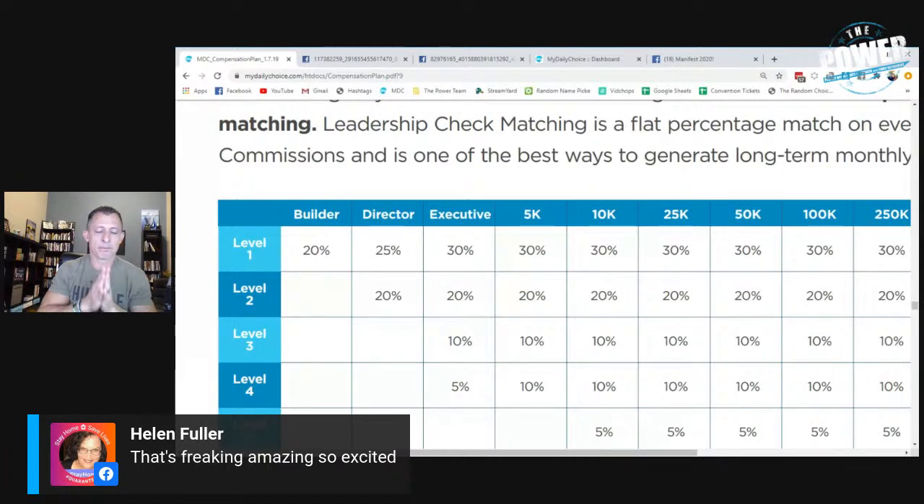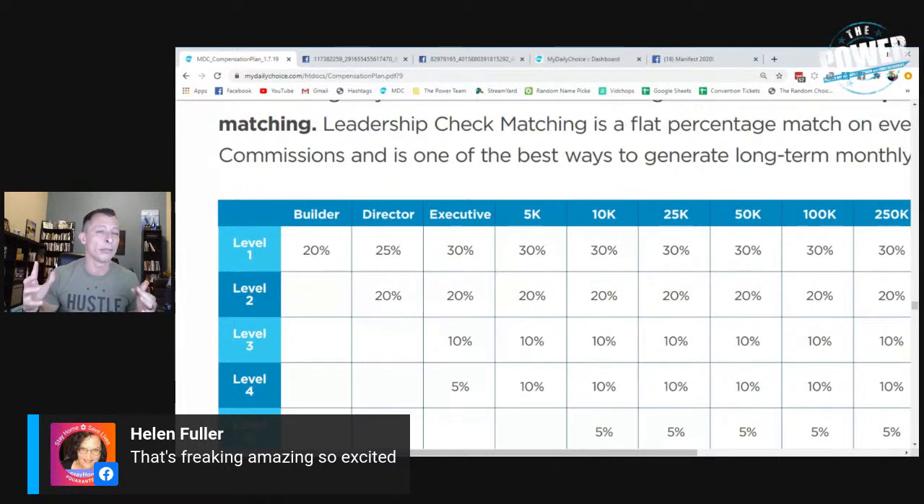You guys listening? They sponsored one person. One. They sponsored one person. And they're making $1,000 a month in check match because they sponsored one person. Now, that one person built a big business, got a lot of customers, got promoted.